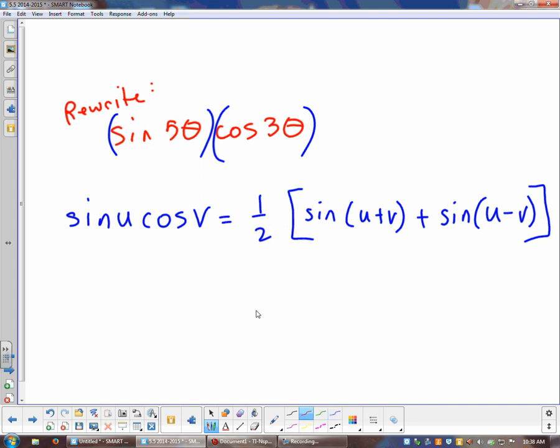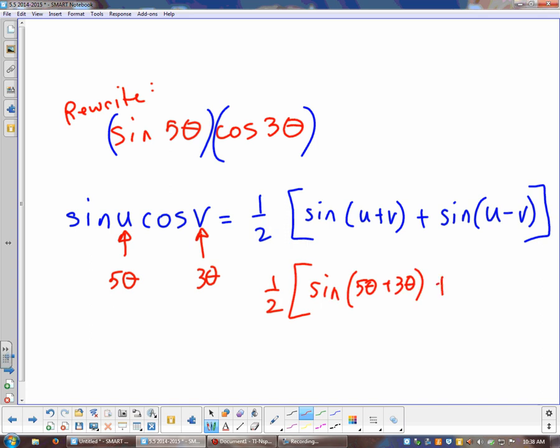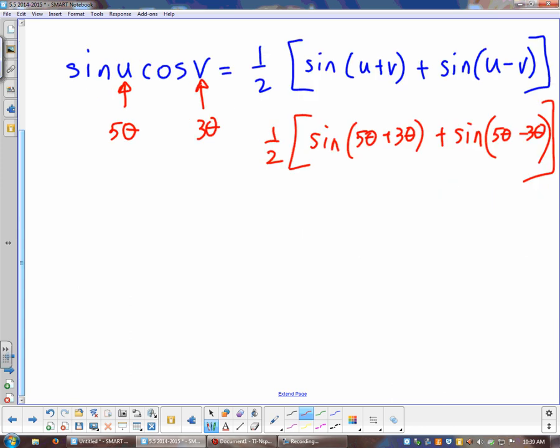So this is going to be 1/2 times sine of 8 theta plus sine of, is this 2 theta? Yeah. Does this look okay? All right, so yeah, I think that's about it. Wait, that's it? Okay.